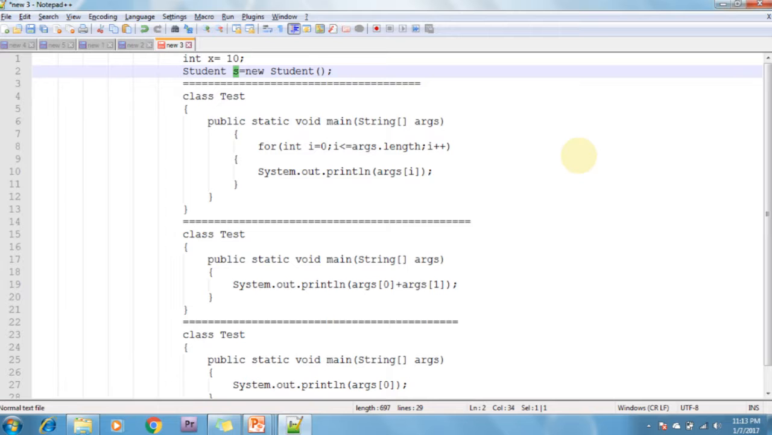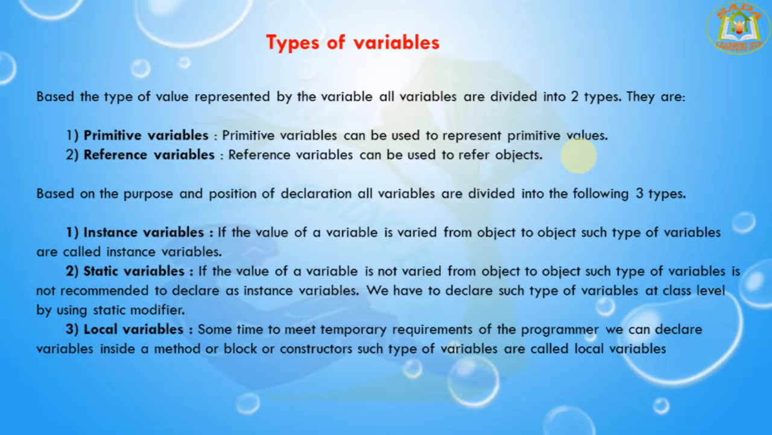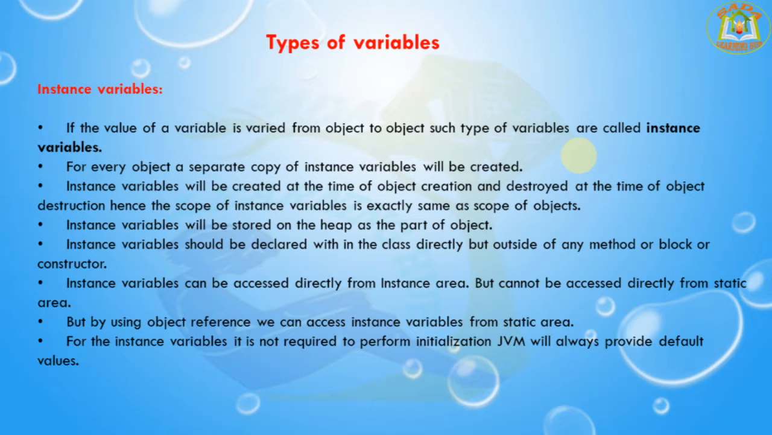Based on the purpose and position of a declaration, all variables are divided into the following three types. These are instance variables, static variables, and local variables. Instance variables. If the value of a variable is varied from object to object, such type of variables are called the instance variables. For every object, a separate copy of instance variable will be created.